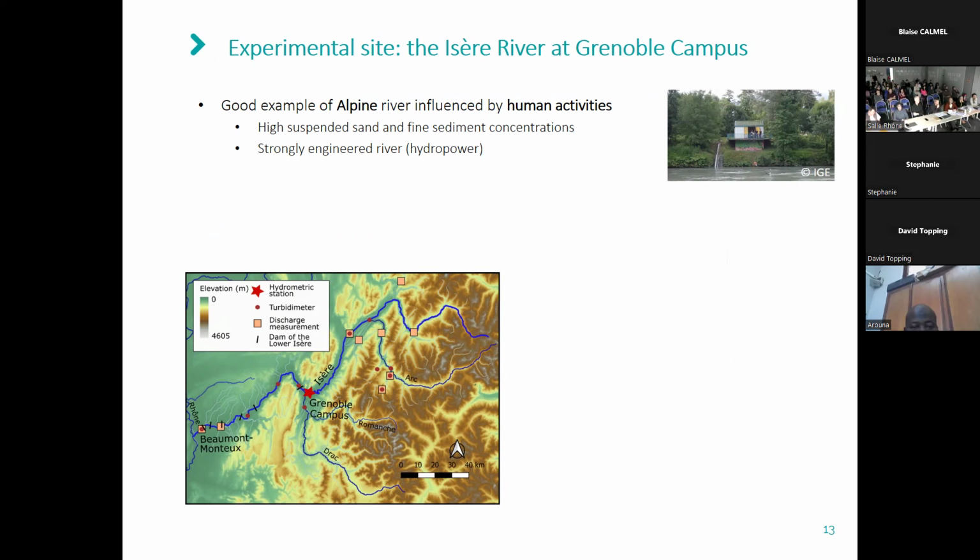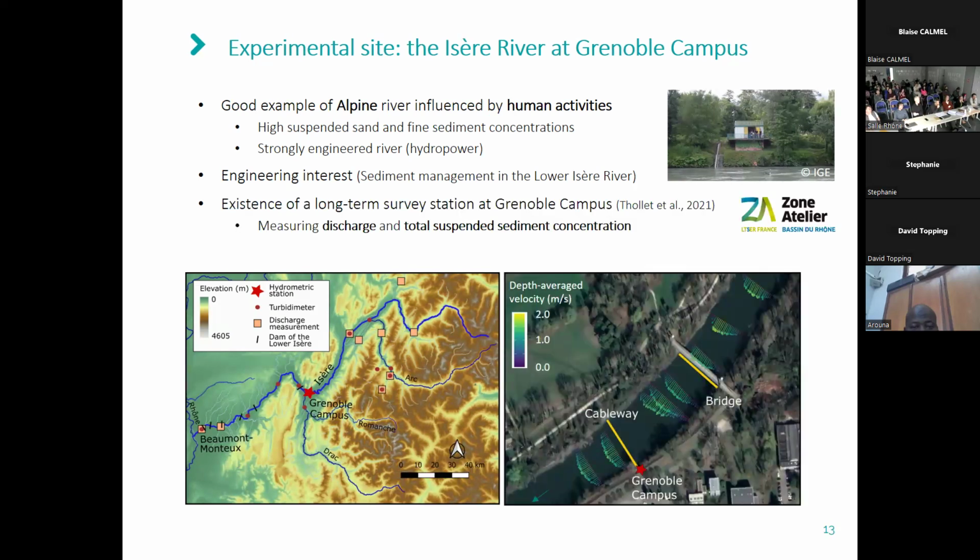At the same time, it's a relatively strongly engineered river with many dikes and dams as well as reservoirs. This combination leads to an important engineering interest, notably due to the sediment management in the lower Isère River, which is between Grenoble and the confluence with the Rhône River. Our study site at Grenoble Campus has the advantage of the existence of a long-term service station, which is continuously measuring discharge and total suspended sediment concentration by optical turbidimetry.